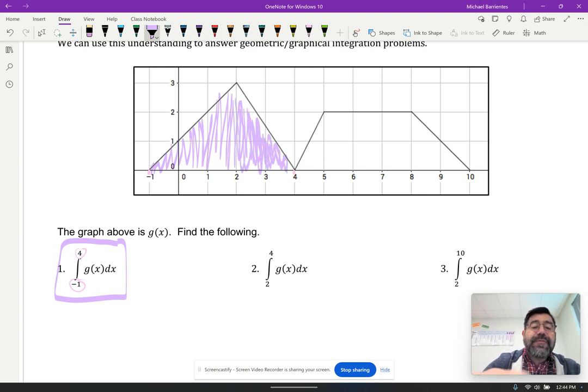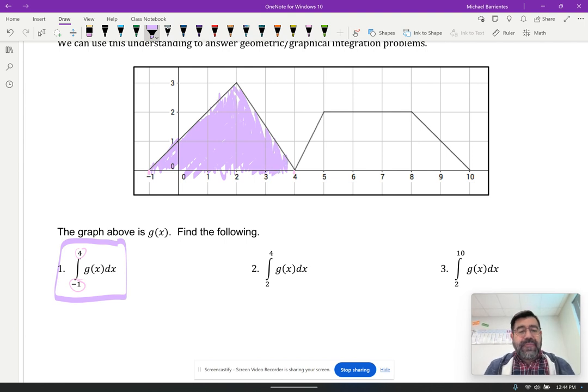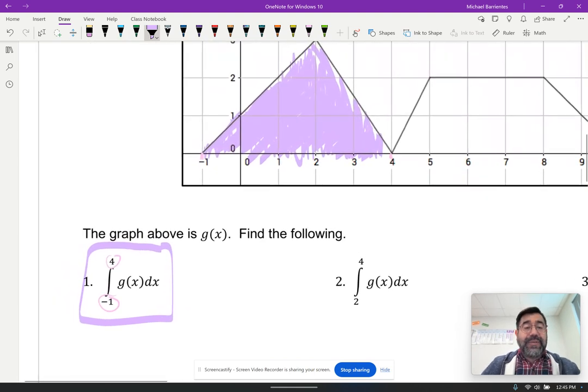So what that integral finds, the integral of g of x dx from -1 to 4, is the area that I'm shading in. But this area that I'm shading in, very slowly, is just the area of a triangle. So if I can find the area of the triangle, I just found the definite integral value that number 1 is asking me for. So how do I find the area of a triangle?